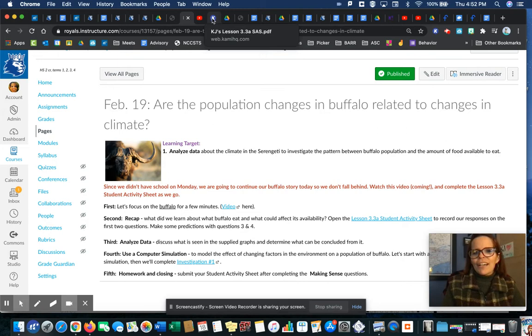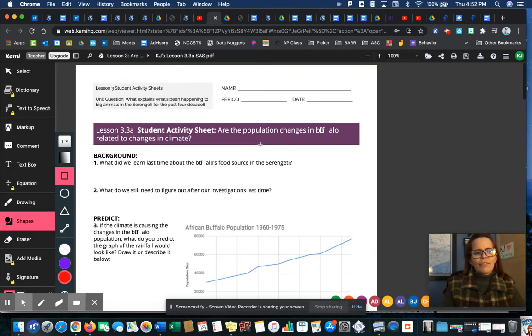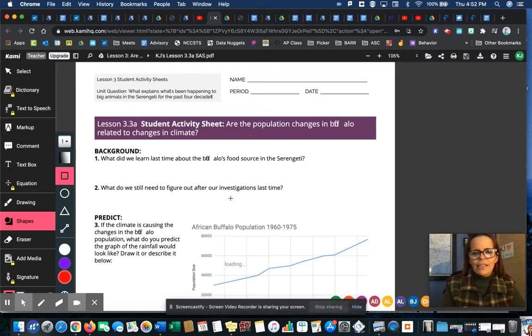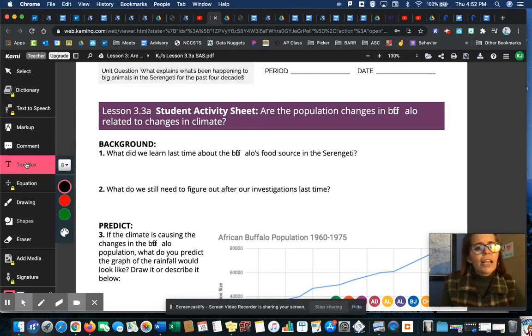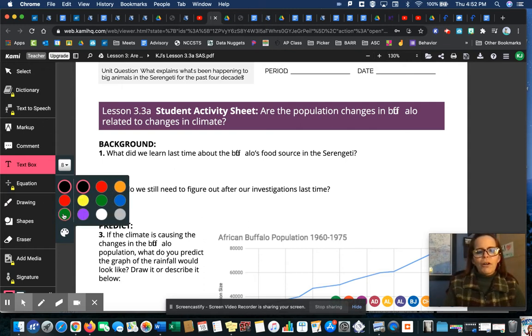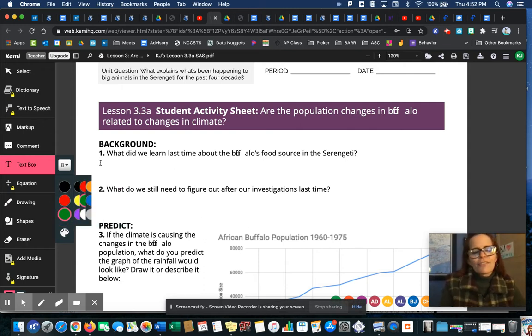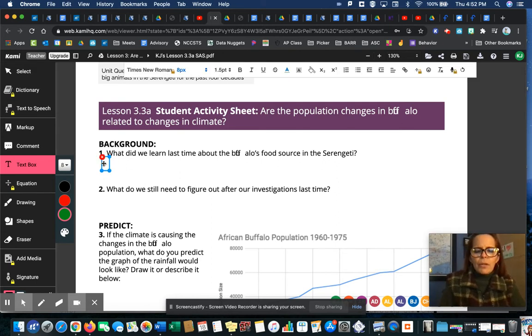And I'm going to go to my Kami sheet, and scroll up to the top, and I'll make this as big as I can so you can see, and I'll type some stuff to give you some ideas. You do not need to copy what I'm typing, but if you are more comfortable writing what I'm writing, that's totally fine. I don't care. So it says, what did we learn last time about the buffalo's food source in the Serengeti? So there were a few things that we learned. Ooh, that's small font. I'll make it bigger next time.